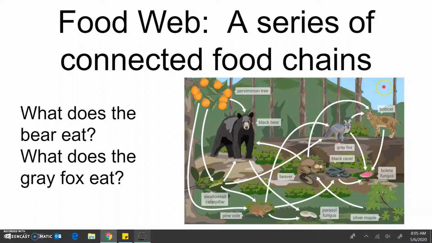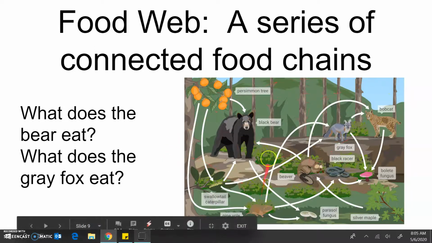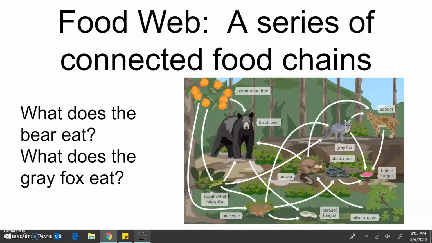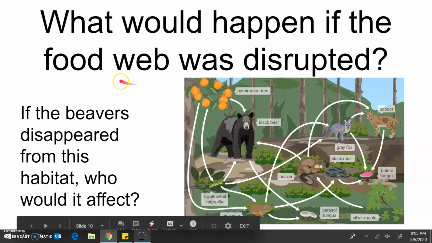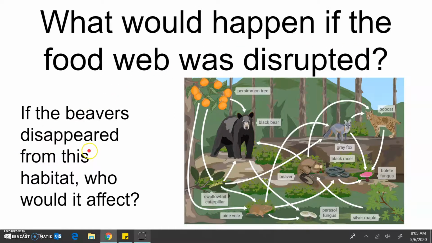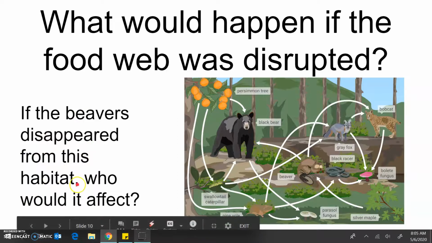And when one thing goes missing, or one thing is damaged in that food web, maybe by pollution or something similar, or maybe by deforestation where they lose parts of their habitat and other things go with it, then you start to run into big trouble. What would happen if the food web was disrupted? If the beavers disappeared from this habitat, who would it affect?